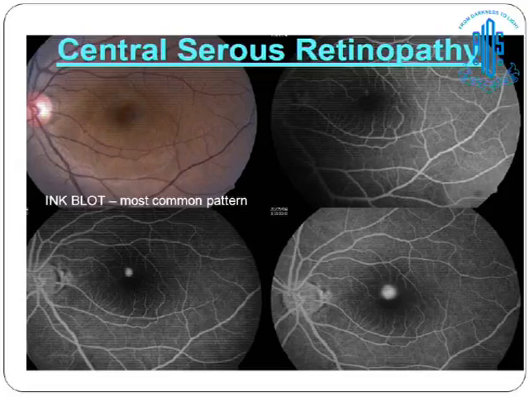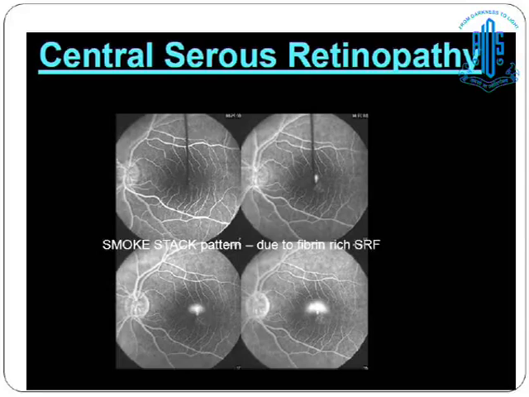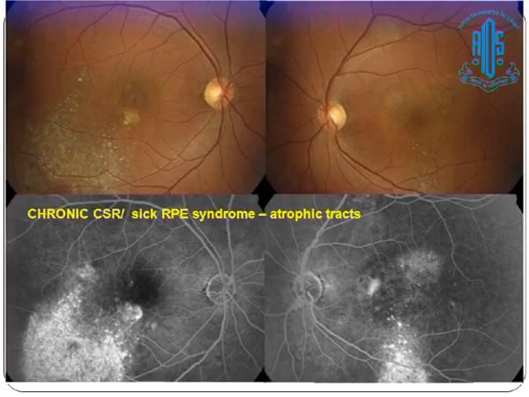Now coming to the CSR, the ink blot leak is the most common pattern, which appears in the early phase, and the leak increases with time. The smokestack pattern is due to the fibrin-rich SRF. And in chronic CSR or RPE syndrome, there are atrophic tracts which will manifest as window defects.